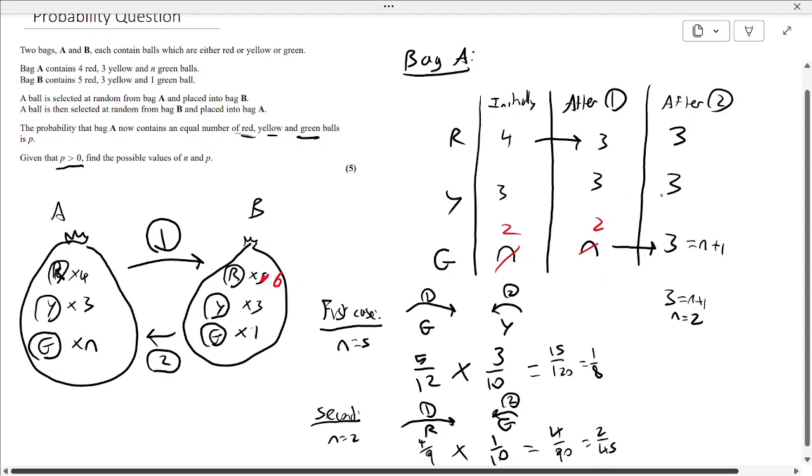And those are actually the only possibilities, right? You can convince yourself, starting with 4 red and 3 yellow, you can't possibly end up on all the same unless you're ending on every number being 3 or every number being 4. So to put your final answer, you just need to say, case 1, n could be 5, in which case p, the probability of this actually happening, we calculated was 1 in 8. Or n could be 2, and p was 2 in 45. So the final answer over there.